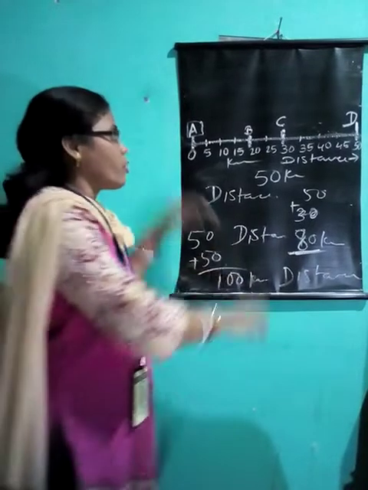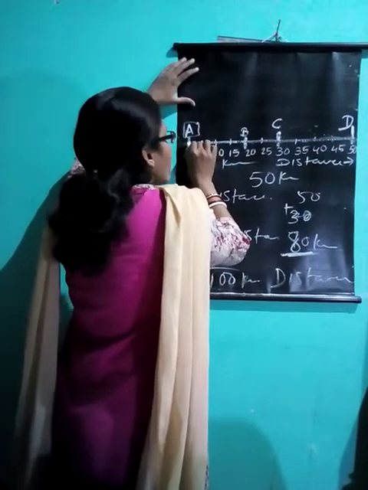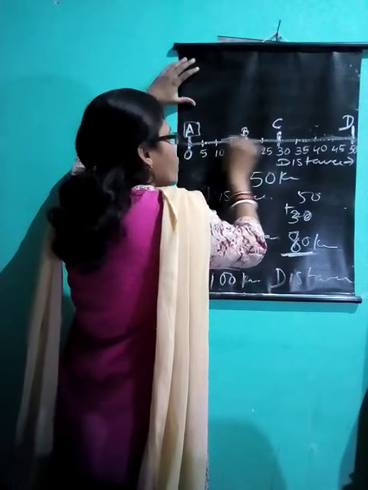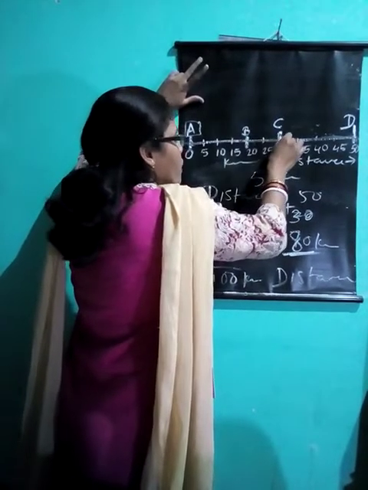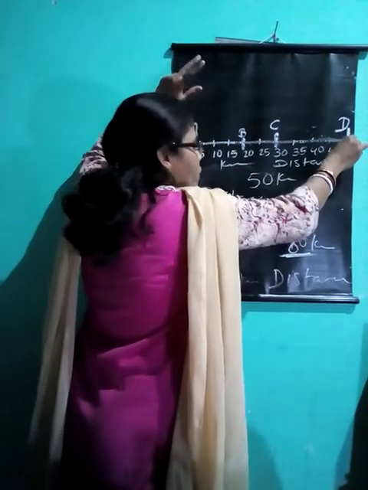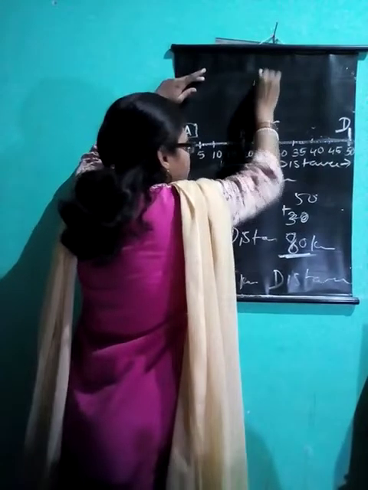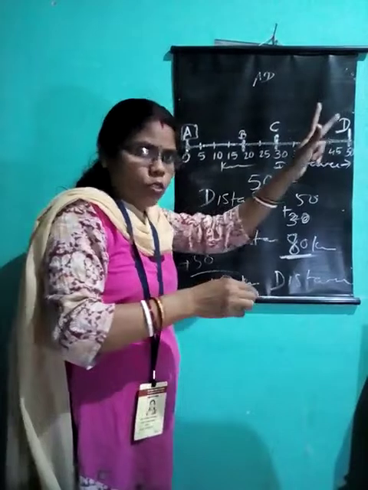Now the same thing when we are talking about displacement. From A it has started, reached B, 20 kilometers, distance and displacement both. When it has reached C, 30 kilometers, distance and displacement both. When it has reached D from A, that is AD, 50 kilometers, distance and displacement both.